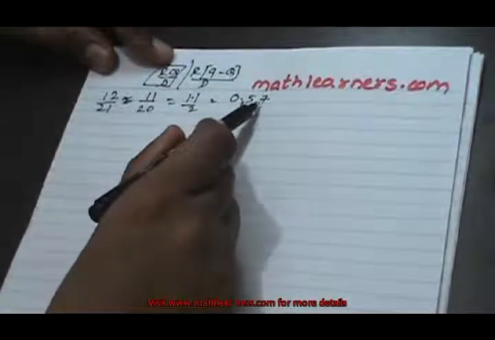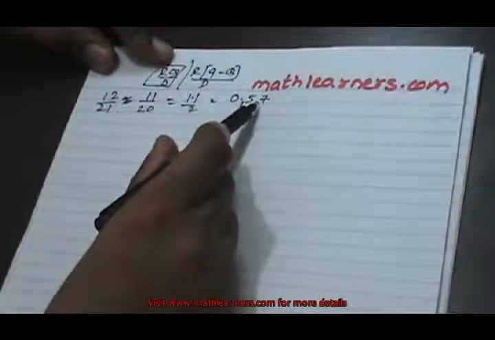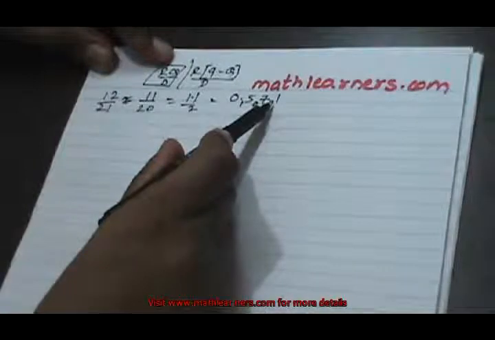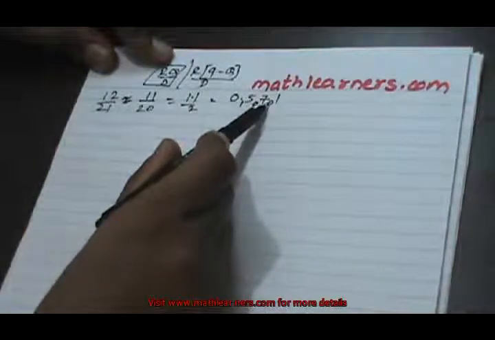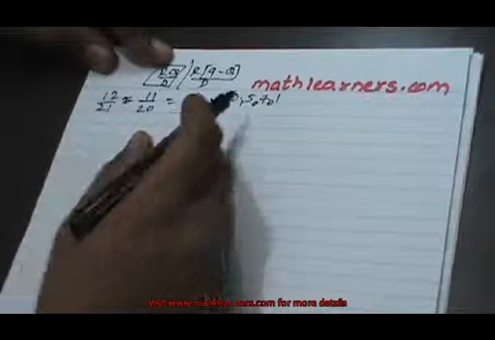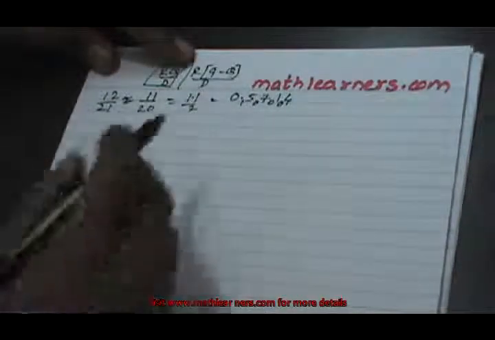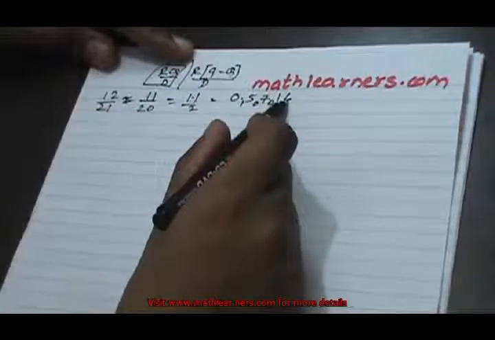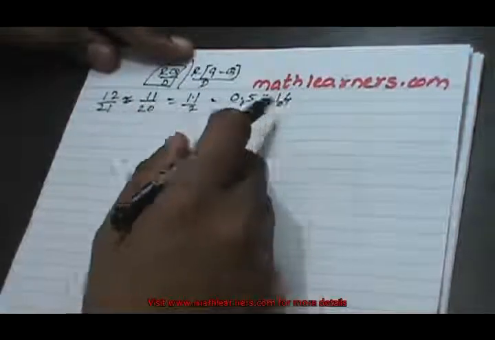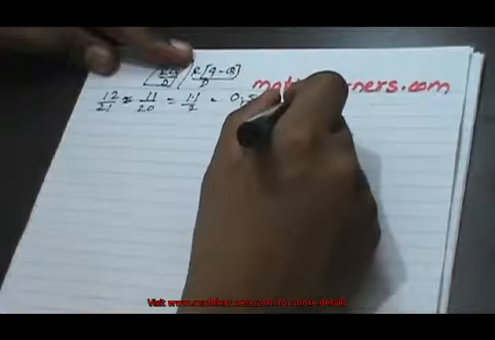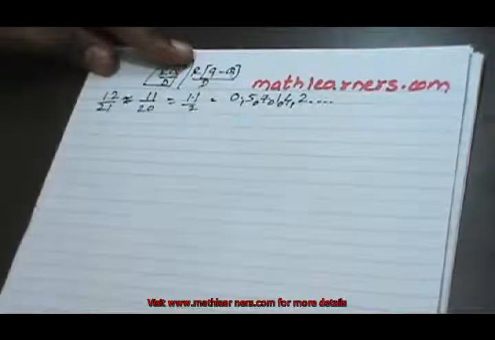7 will be subtracted from 9, so it comes as 2. 2 will be divided by 2, so it comes as 1 and remainder 0. 1 will be subtracted from 9, so it comes as 8. 8 will be appended by 0, so it comes as 8 by 2, so it will be 4 and remainder 0. 4 will be subtracted from 9, so it comes as 5. 5 will be appended by 0, so it comes as 5 by 2. So 5 by 2 gives quotient 2 and remainder 1, and so on.